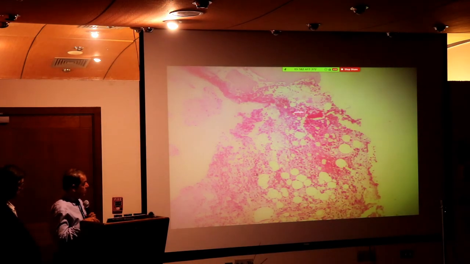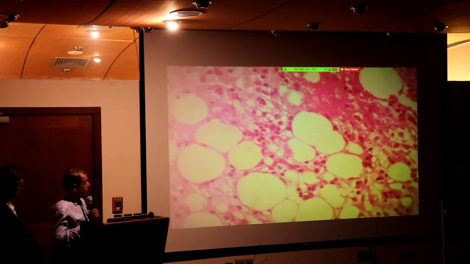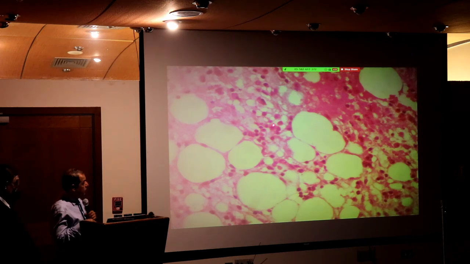You can see the tissue is mostly fat tissue, and there are a lot of inflammatory cells. The most important thing to call something osteomyelitis is to find plasma cells, and there are plenty of them here. You can see them. Plasma cells usually have eccentric nuclei and eosinophilic cytoplasm. It is very important to find plasma cells when you want to call it osteomyelitis.